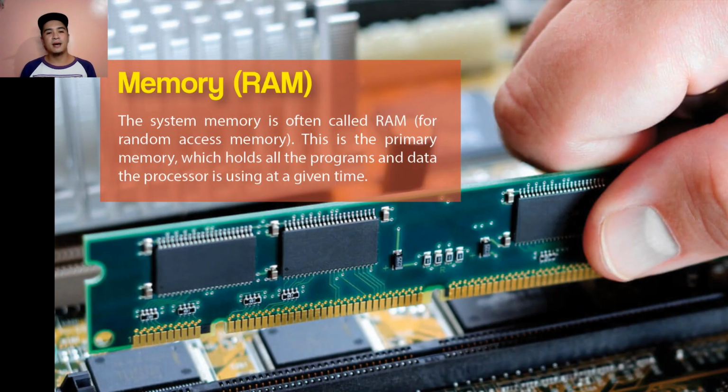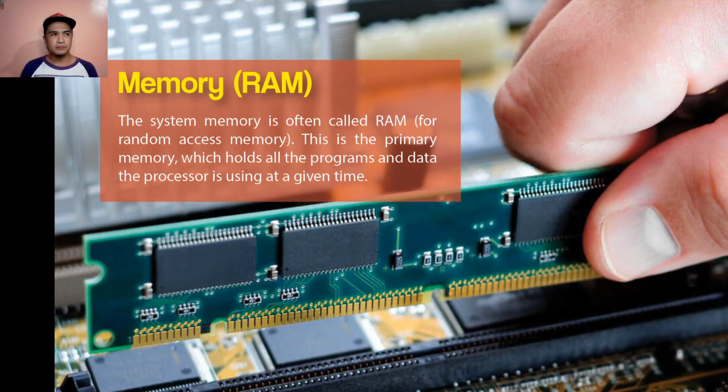Now, let's talk about RAM. In the previous video, we talked about RAM as one of the primary storages. Okay. Now, RAM stands for random access, so that's random-access memory. The system memory is often called RAM, or random access memory. This is the primary memory which holds all the programs and data the processor is using at a given time.